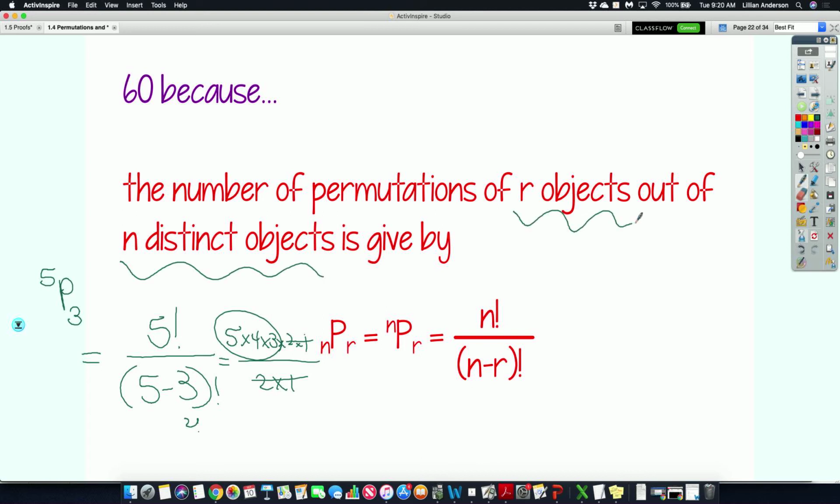The r is the amount that you want to arrange. Okay, so let's say you had 12 dogs, right? And you only want to pick 4 of them to take a picture of, okay? You will use permutations here where n would be 12, r would be 4, and that will give you the number of different ways that you can arrange those 12 dogs only using 4 at a time. Okay?